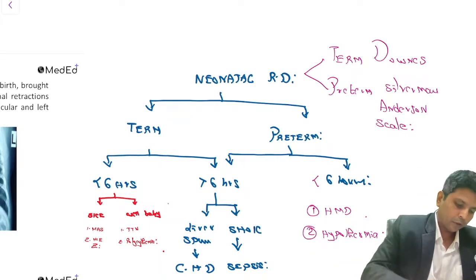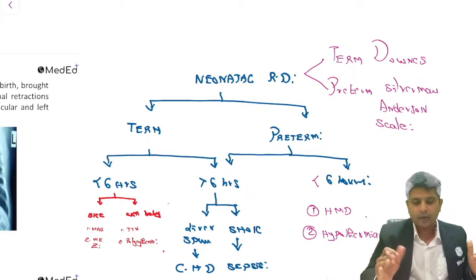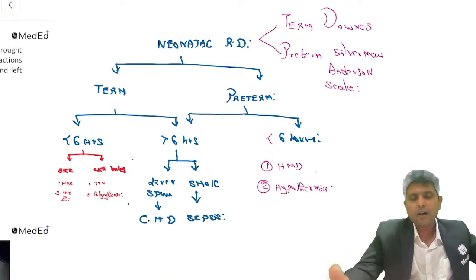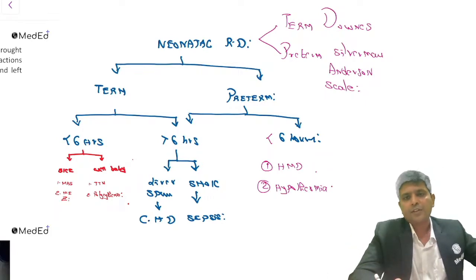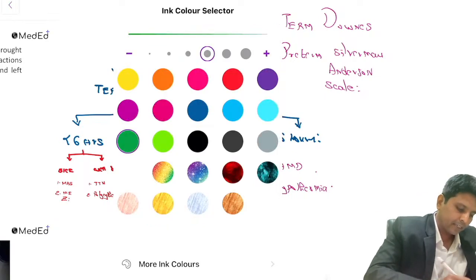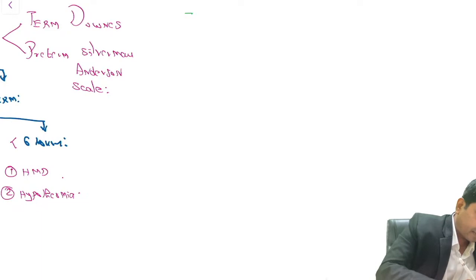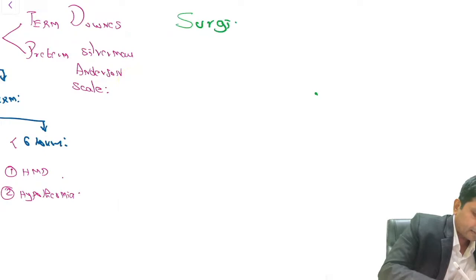Okay, so this is the approach to respiratory distress in newborn. Remember, all these causes are medical conditions. Not only this, there are also some surgical conditions which can lead to respiratory distress in newborn. What are all the surgical conditions? Let us discuss in a clinical way the surgical conditions for neonatal respiratory distress.